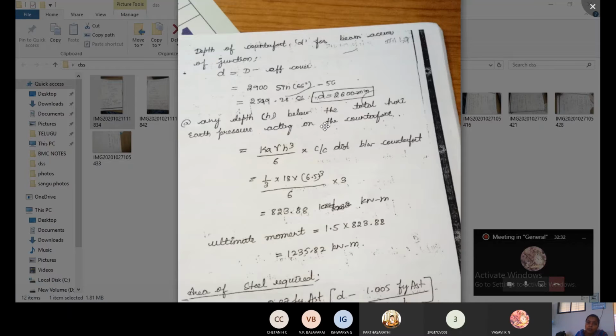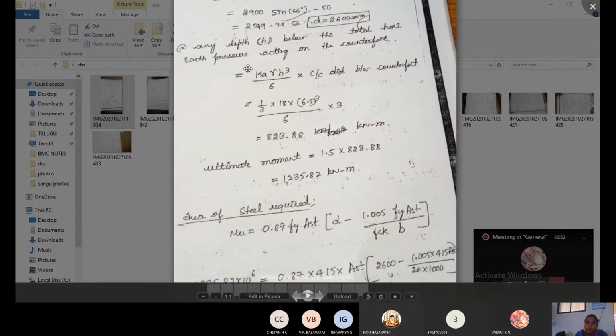At any depth H1 below the total height, total horizontal earth pressure acting on the counterfort is given by the formula Ka gamma H cube by 6 into center to center distance between counterforts. So Ka is 1 by 3, gamma is 18, H is 6.5 cube by 6 into 3. After simplification, we get 823.88 kilonewton meter. For this moment, we have to calculate ultimate moment, multiplying by 1.5. So we'll get 1235.82 kilonewton meter.